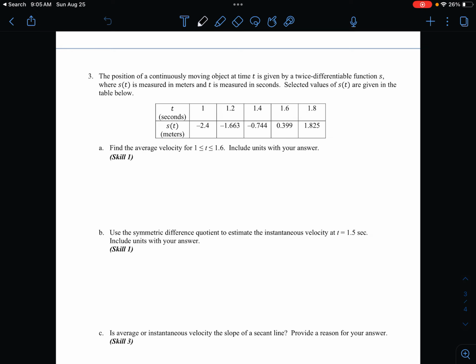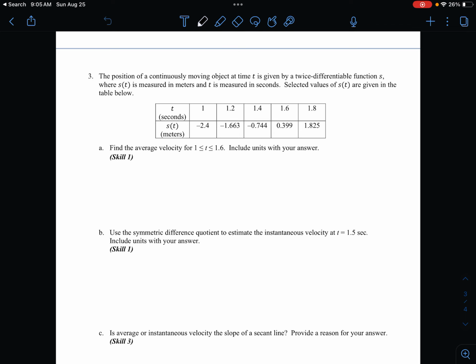The position of a continuously moving object at time t is given by a twice differentiable function. I have no idea what that means, and that's okay. I'll figure it out. Where s of t is measured in meters and t is measured in seconds, and then we have some values here. So this is continuously moving. What does it mean? It means continuous function.